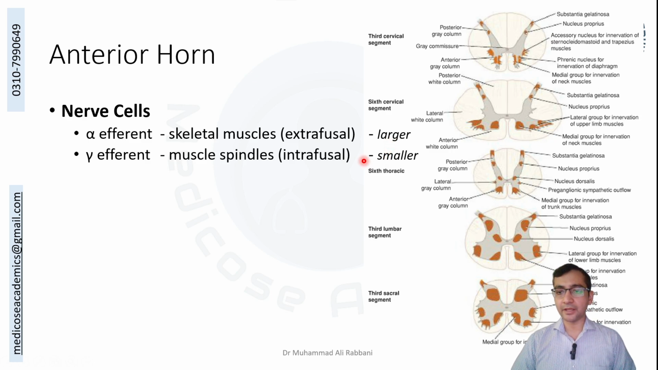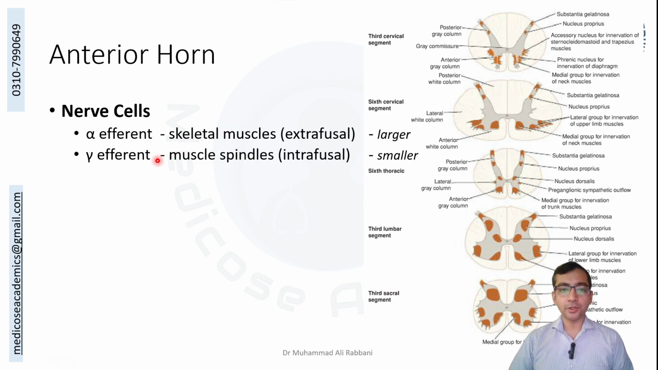Then the gamma efferent. Each of the muscles of the body contains a sensory organ, the muscle spindle, that is very sensitive to stretch and tension, majorly stretch, that is, muscle length. And that muscle spindle is a specialized form of muscle tissue, and these muscle fibers are called intrafusal fibers.